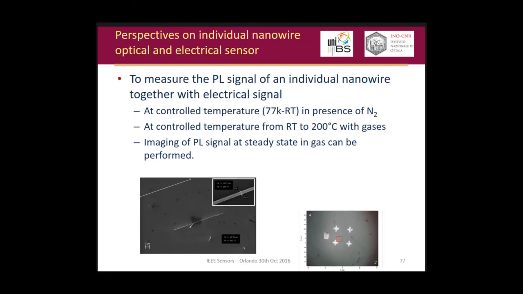And we can also, as a perspective, as I said before, measure single nanowires. We can select a single nanowire, put a mark with EBL, and detect the PL of this material as a function of the gas. This is what you see from the camera of the microscope. So you need the markers in order to recognize your nanowires, otherwise it's too difficult.